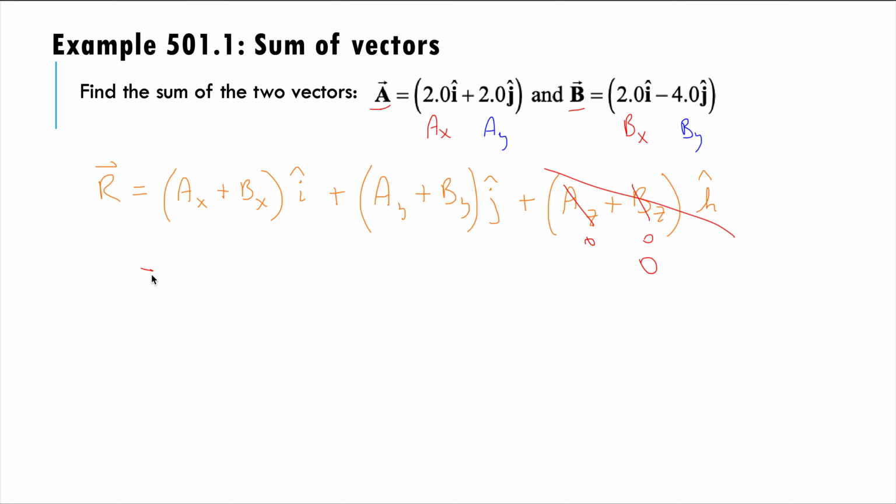Alright, so we're going to have 2 plus 2 i hat plus 2 plus a negative 4 j hat. So we're going to have 4 i hat minus 2 j hat. And we have found the sum of these two vectors. This is the resultant. It has a magnitude and a direction.